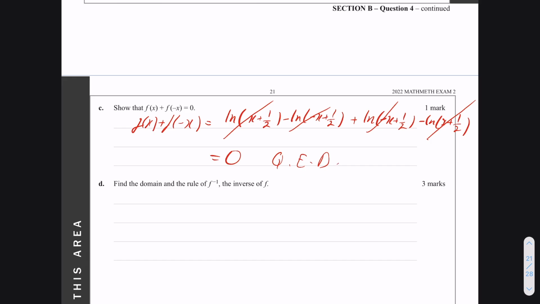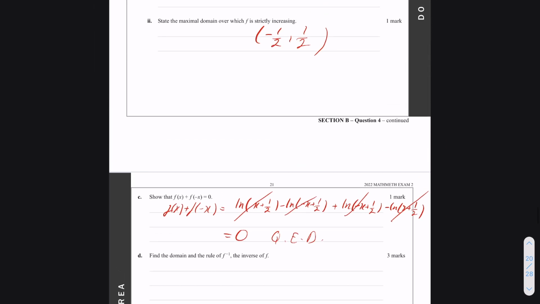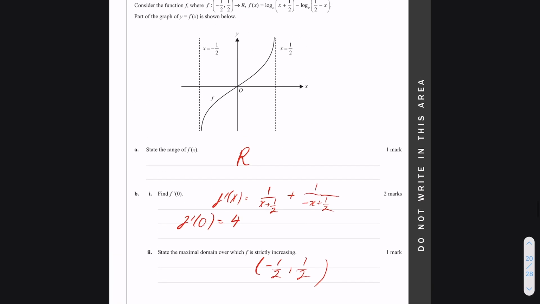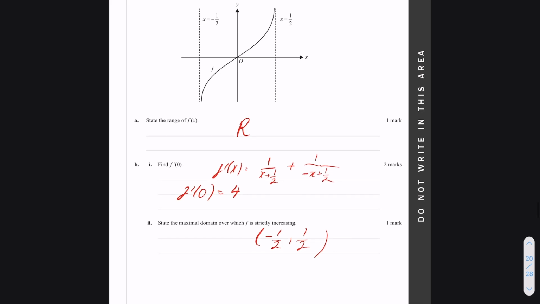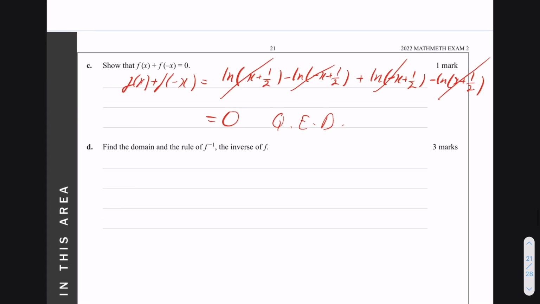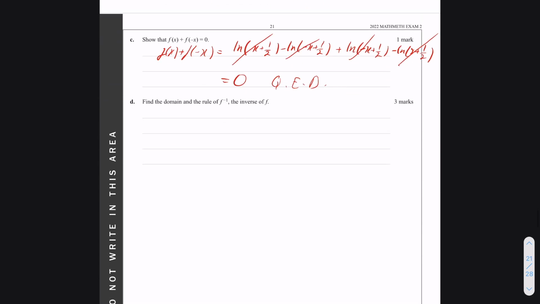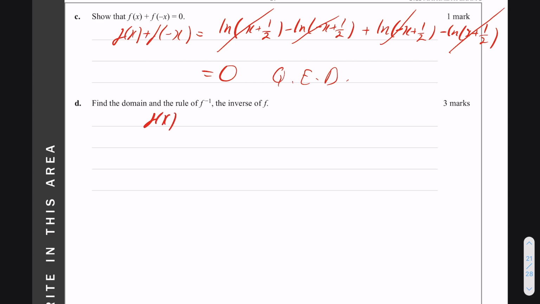The domain and rule of f inverse, the inverse of x. We can just do that one. No, it's 3 marks. We'll do it by hand. So, f of x, I'll just write it down so I don't have to keep scrolling up. We can combine that into 1. So that's ln x plus 1/2 over negative x plus 1/2.